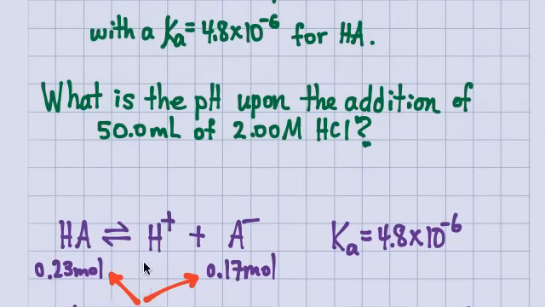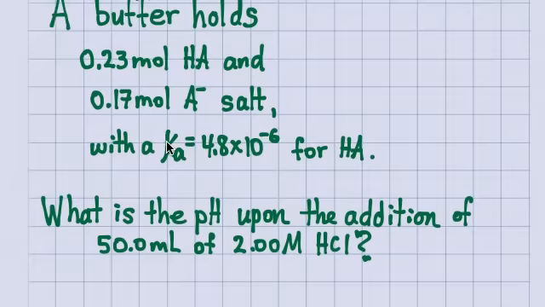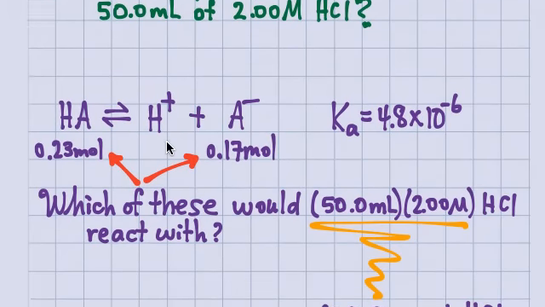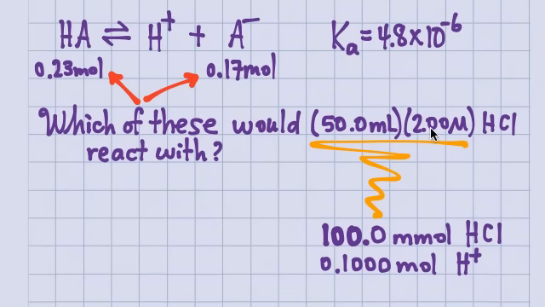All right, so let's try this. It really helps to have the number of moles, because if I know the number of moles of acid, I can predict how many moles it'll react with on this one or this one. So here's the way I do it. Here's my acid and its conjugate base in equilibrium. I have 0.23 moles of this acid, 0.17 moles of the base, and my Ka is this. I can easily find the pH of that buffer, but I didn't bother right now. But I want to think about adding 50 milliliters of 2.0 molar HCl. 50 times 2 is 100 millimoles, or 0.1 moles of acid. And I'm going to add that.